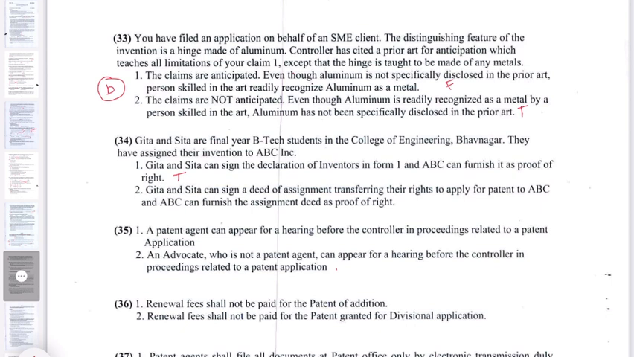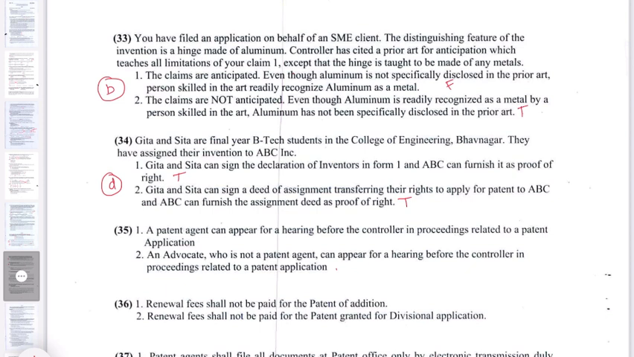Next question. A patent agent can appear for hearing before the controller in proceedings related to a patent application. Second sentence. An advocate who is not a patent agent can appear for hearing before the controller in proceedings related to the patent application. Both are true. Therefore, the correct option here is D.